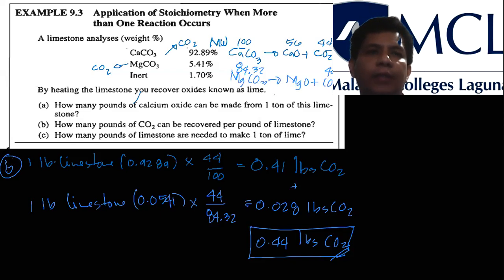So let's try to solve letter C. Letter C is how many pounds of limestone are needed to make 1 ton of lime. So you're going to start with 1 ton of lime. The lime is only coming from calcium carbonate. So first you calculate the amount of calcium carbonate needed to produce one ton of lime, and then basically convert this to the weight of limestone. That's how you solve letter C.